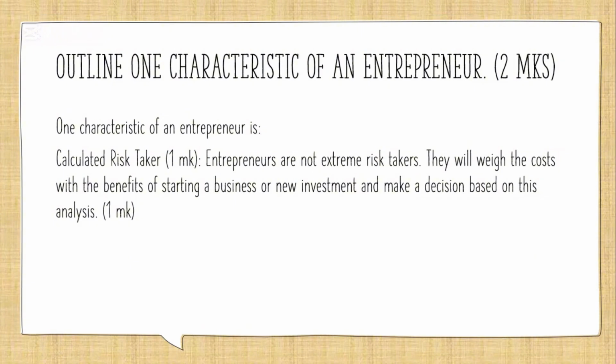In terms of the brief outline of that point now, entrepreneurs are not extreme risk takers. They will weigh costs with benefits of starting a business or new investment and make a decision based on this analysis. That is going to give you 1 mark also. So this is how you would actually get your 2 marks. Now, a major mistake that persons make is that they just put a point. So they do not explain or expand on that point in order to get that additional mark.